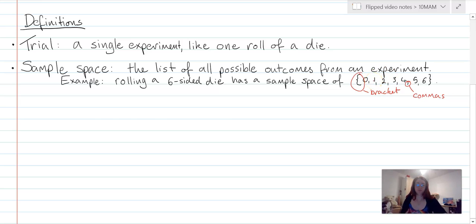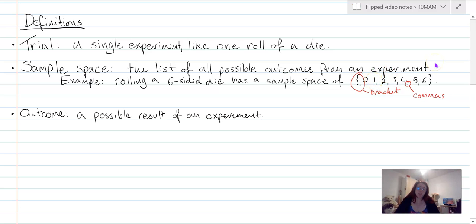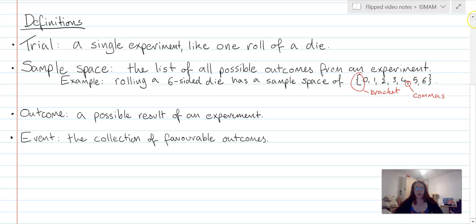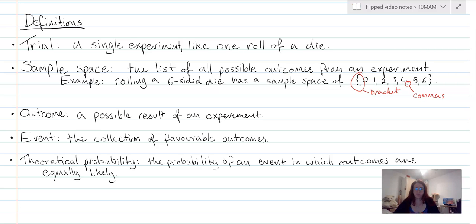We have outcomes. An outcome is a possible result. The sample space lists all of the outcomes for that experiment. An event is the collection of favorable outcomes. So if you're trying to roll an even number with your six-sided die, your event would be rolling an even number, so rolling a 2, 4, or a 6. That would be your favorable outcomes.